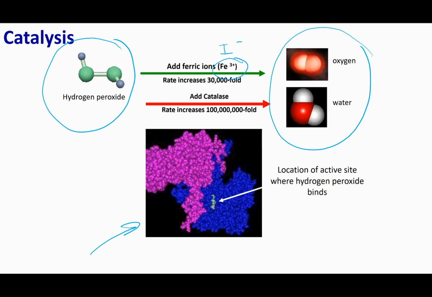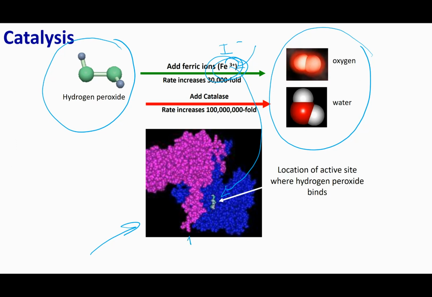Now, the problem is you don't want rusty nails floating around your body. You don't want iron 3+ floating around your body. That would lead to some other bad stuff like you getting tetanus shots and all of that. So what your body did is your body came up with this enzyme where it took this iron 3+ and actually put it inside this protein.